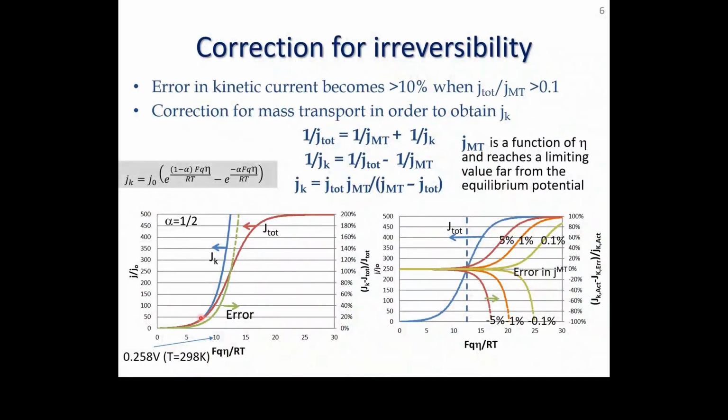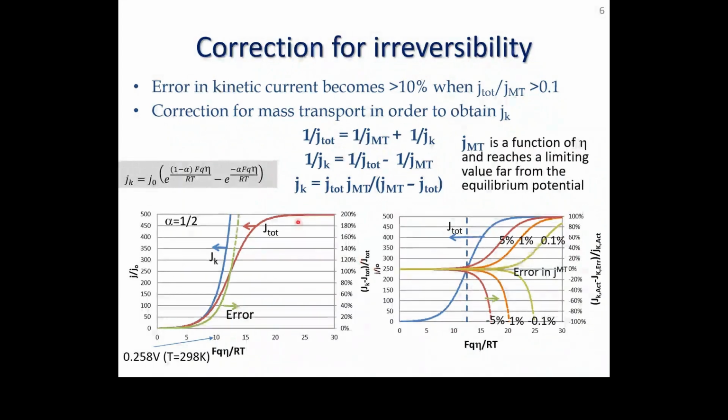And of course, as we go up this curve, the difference between the actual current we measure and the kinetic current becomes quite large, and you can see that becomes several hundred percent. So it becomes quite important to do these corrections for mass transport, because if you don't, you're typically underestimating the kinetics of your reaction.